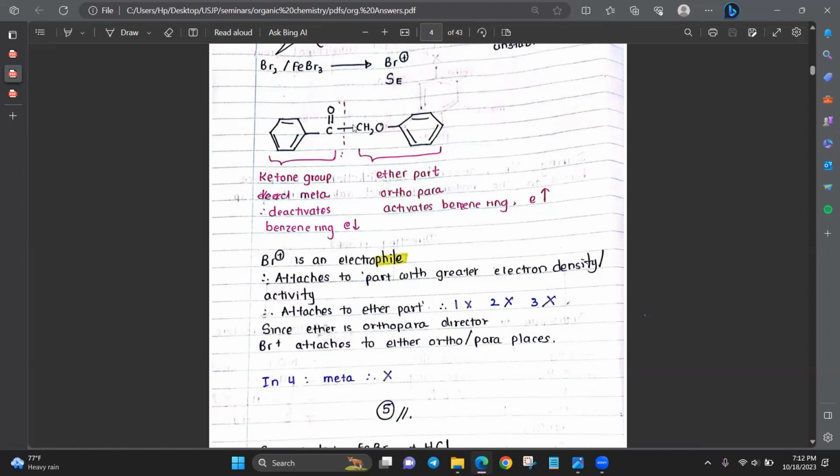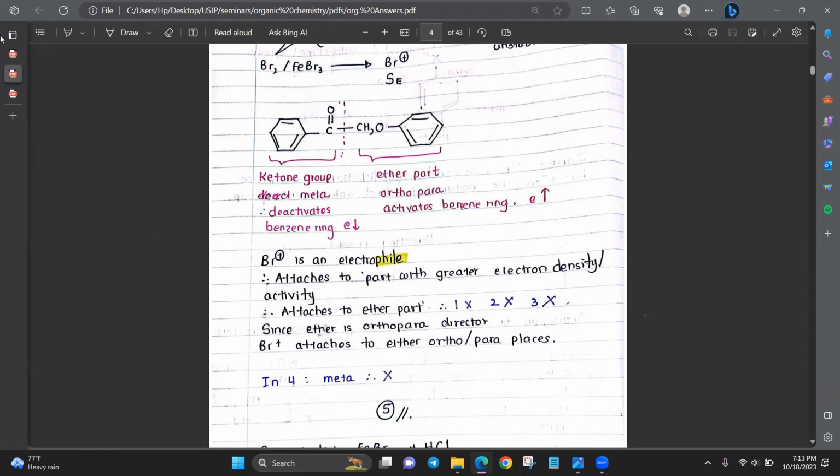Now ether is an ortho-para director, right? So this Br has to get substituted on this side. And ortho-para means where should it get substituted? Here, here, or here. It cannot come to the meta positions, right?